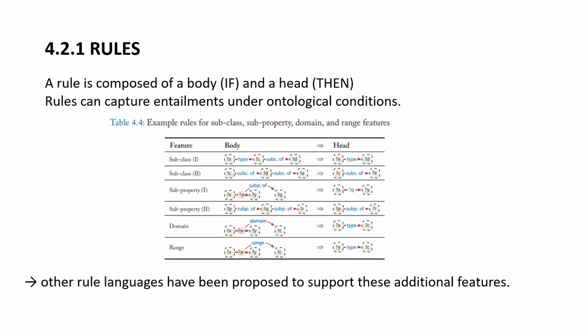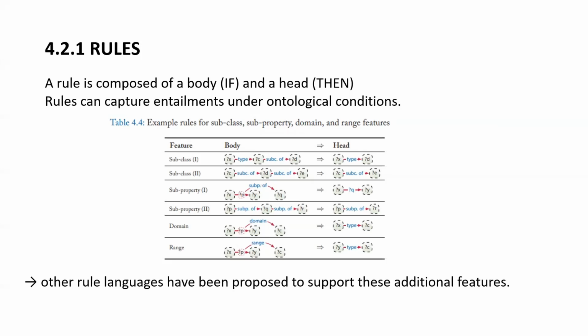Next is rules. A simple way to provide automated access to knowledge that can be deduced through entailments is to use inference rules that encode if-then style consequences. A rule consists of a body and a head. "If" is the body and "then" is the head. The body and the head are provided as graph patterns.